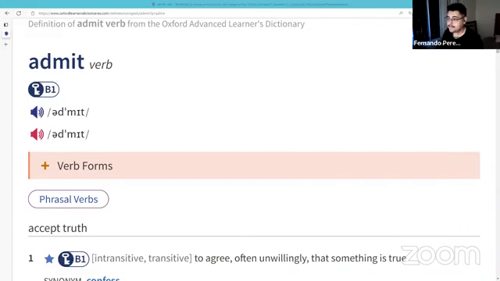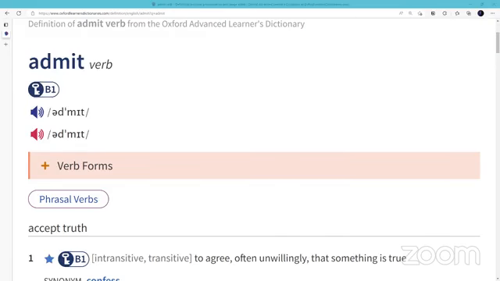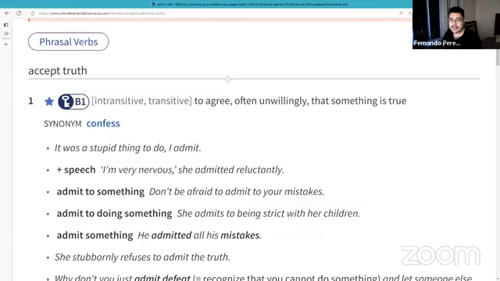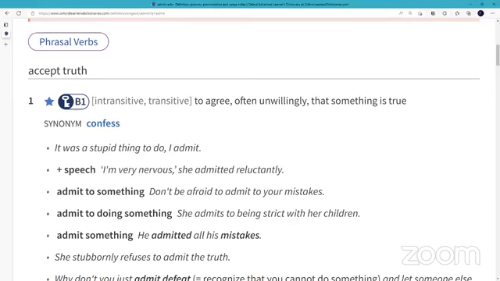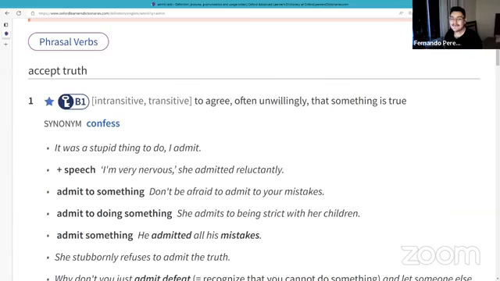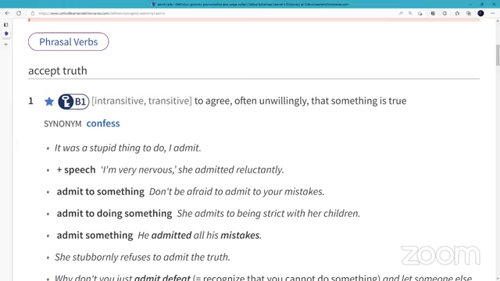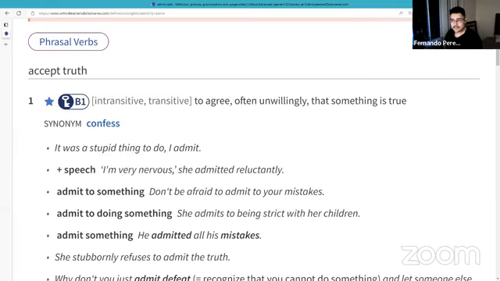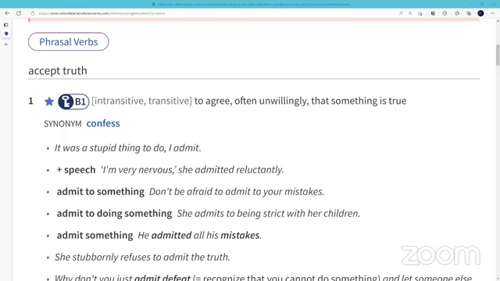Excellent. This is B1. So let's start with Xochitl, help me with the pronunciation. Admit. Correct. Admit. Definition and examples. Admit, intransitive. To agree often unwillingly that something is true. Exactly, unwillingly. Very good. Synonyms. Synonym: confess. Good. Examples.